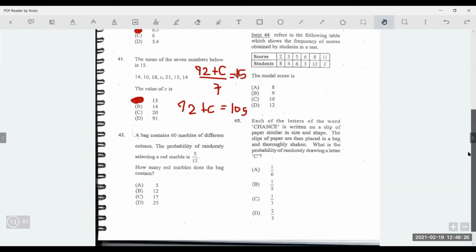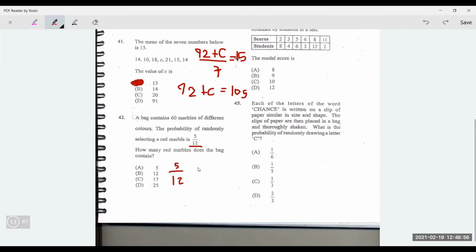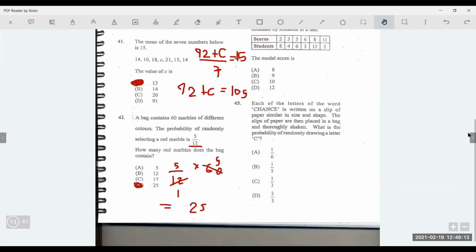A bag contains 60 marbles of different colors. What's the probability of randomly selecting a red marble? They tell us that the probability of selecting a red marble is 5/12, and they want to know how many red marbles the bag contains. So 5/12 multiplied by 60 will give us how many red marbles are in the bag. 12 into 60 is 5. 5 times 5 is 25, which is clearly the option. Easy. Nice. Moving right along.